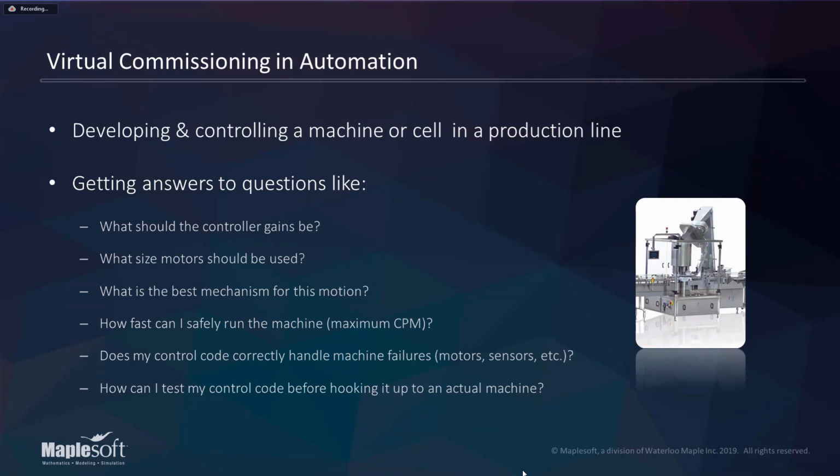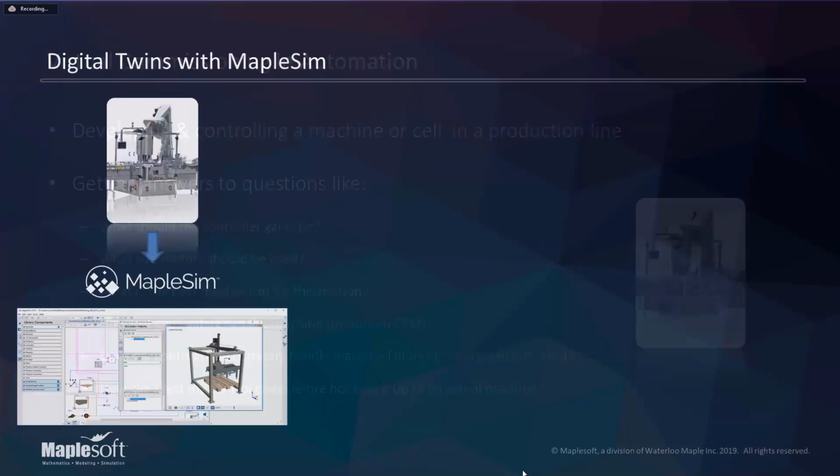So this is, what should the controller gauge be? What size motor should be used? What's the great motion path that's actually going to result in maybe the most efficient use of the motors at play? All these sorts of things. And when you can actually test your PLC code off the physics-based model, you can start to get answers to these before hooking it up to an actual machine. And again, as I get into it, this is really where the FMI standard has become more and more valuable, because it's a great way to bring your MapleSim model into automation software.